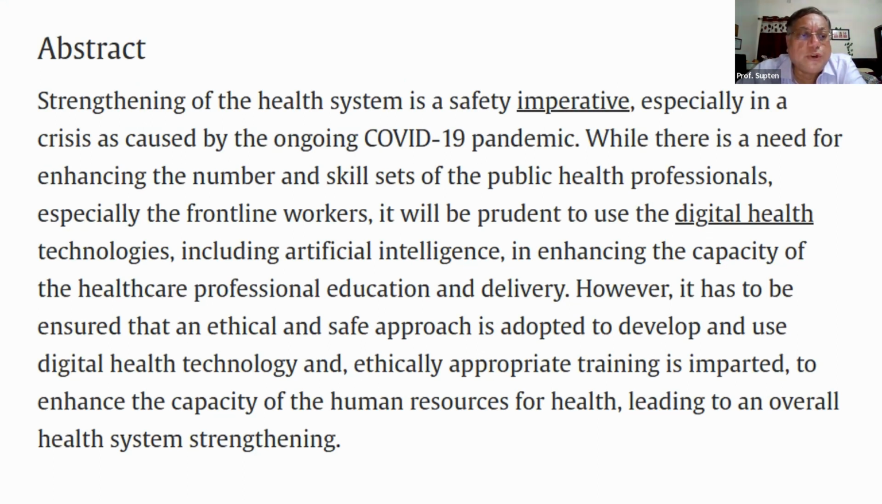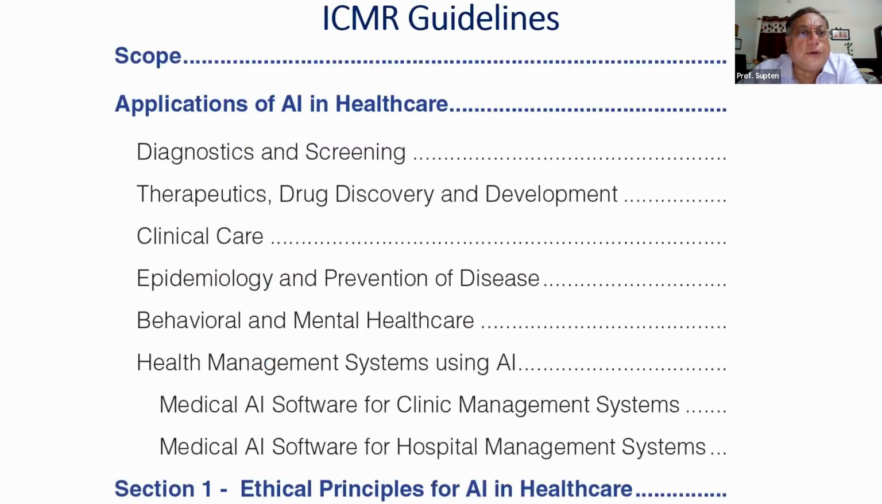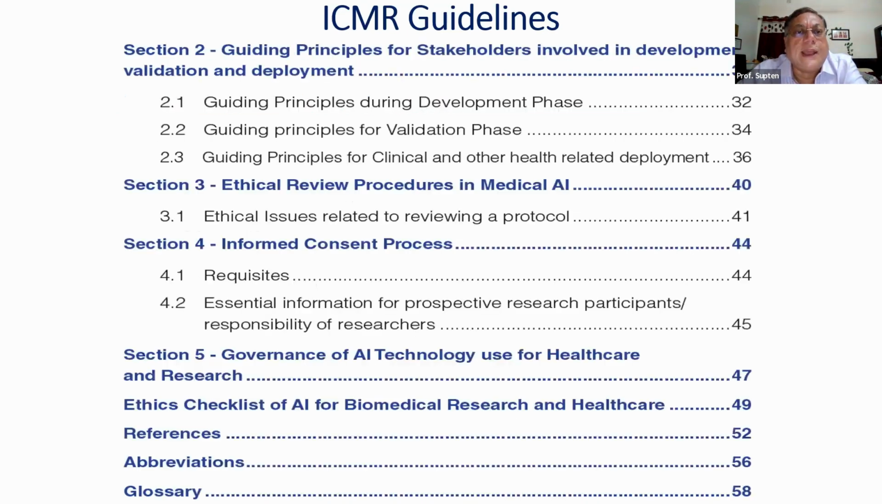And of course, we need to enhance the capacity of the human resources for health so that the application of digital health technologies, including AI, is done in an ethical and safe manner. That's very important. So in the ICMR guidelines, if you look at its applications, it had given stress on diagnostics and screening, therapeutics, drug discovery and development, clinical care, epidemiology and prevention of disease, behavioral and mental health care, and health management systems using AI. So it could be either for a single doctor clinic management system or for a hospital management system. And what are the guiding principles for the development, for the validation, and for the deployment phases?